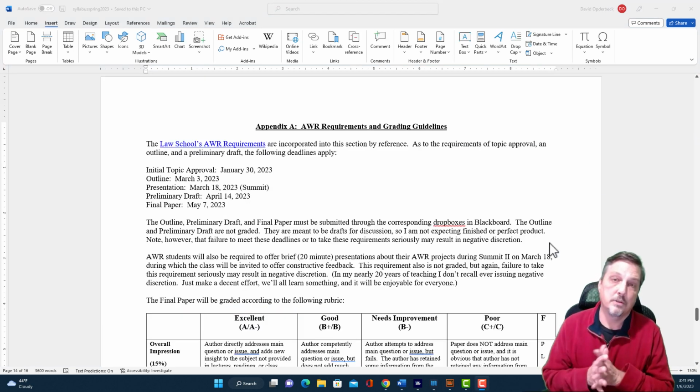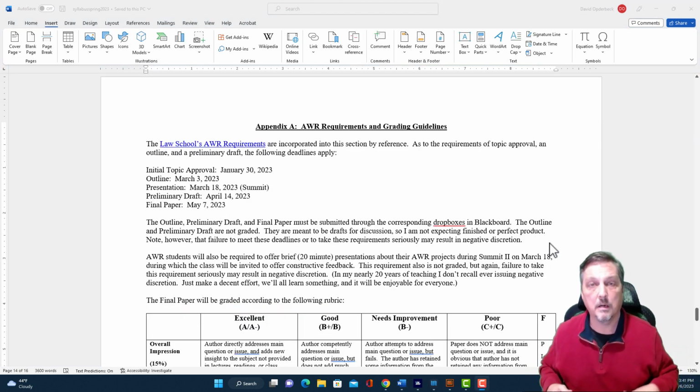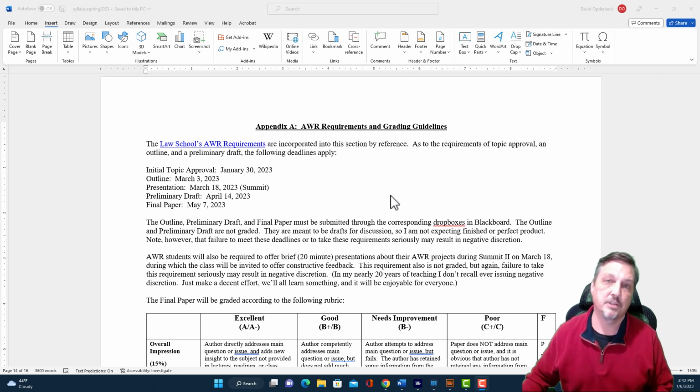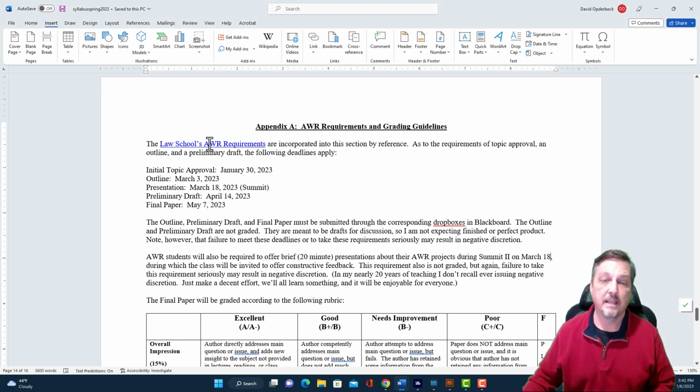So if you are doing the AWR class, please pay attention to Appendix A of the syllabus, which lists a number of specific requirements to the AWR, in addition to the law school's general AWR requirements. In particular, please note the dates by which I need various things completed.